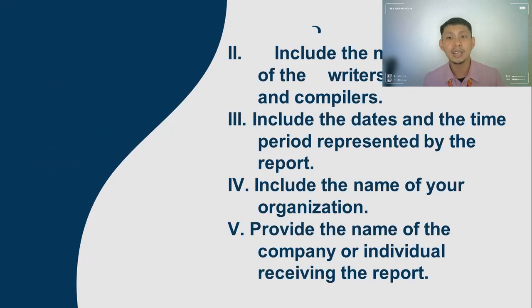Number 2, it includes the names and titles of the writers, investigators, and compilers. This is you guys. All of the people involved in the report should be included there. Number 3, include the dates and the time period represented by the report. I already mentioned this in number 1. It's just being repeated in number 3. And in number 4, the title should include the name of your organization. And number 5, provide the name of the company or individual receiving the report.